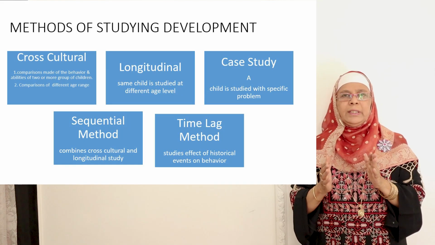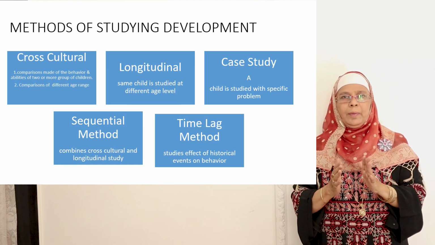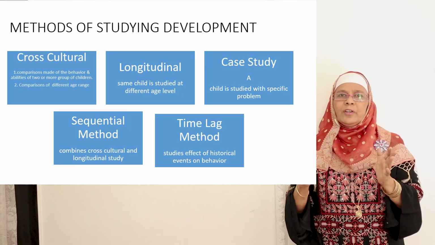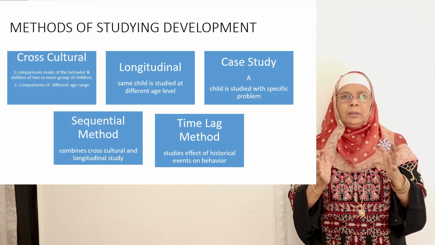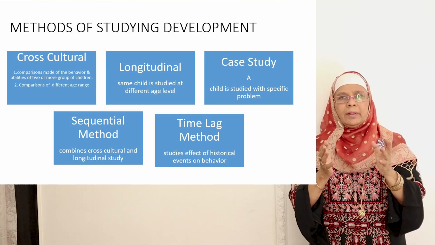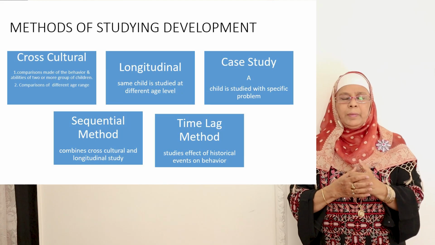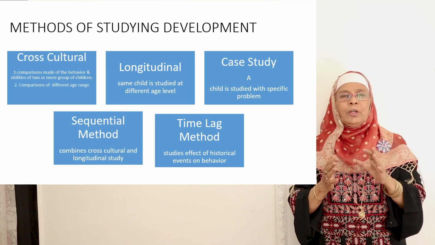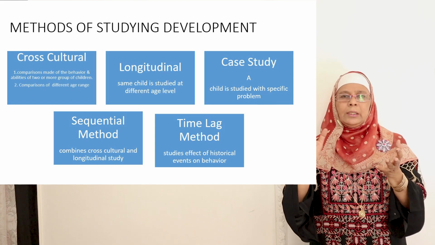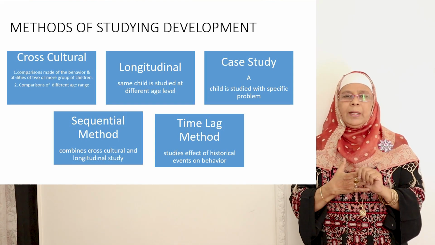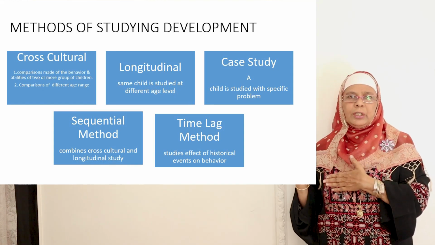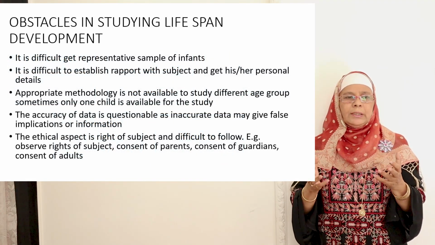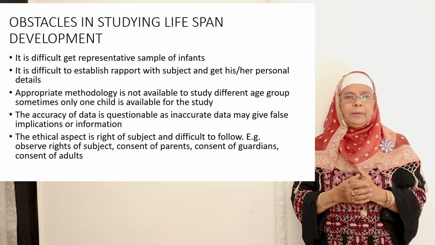Third is the case study. We take a specific child with a specific problem and go into the detail, that is known as a case study. Fourth is the observational study. We observe many things around us and we can observe children and write certain things. Fifth method of studying development is known as the sequential method. The sequential method is a combination of the cross-cultural study as well as the longitudinal study. And the last one is the time lag method, which studies the effect of a historical event on the behavior of the child. Let us come to the point of obstacles in studying lifespan development.